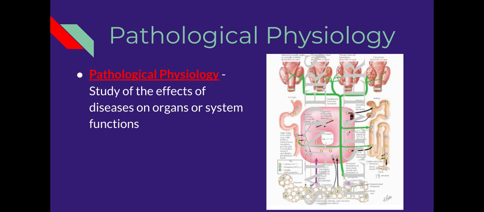Last one is pathological physiology. Pathological, have you ever heard of the term pathologist? A pathologist is an individual that does autopsies. Commonly, they're called coroners. A pathologist is going to look at an individual that has recently died and try to determine what caused that. That's because they specialize in pathological physiology, which is the study of effects of diseases on organ or system functions, so they can determine what caused death. So that's the last branch of anatomy that we're going to talk about.